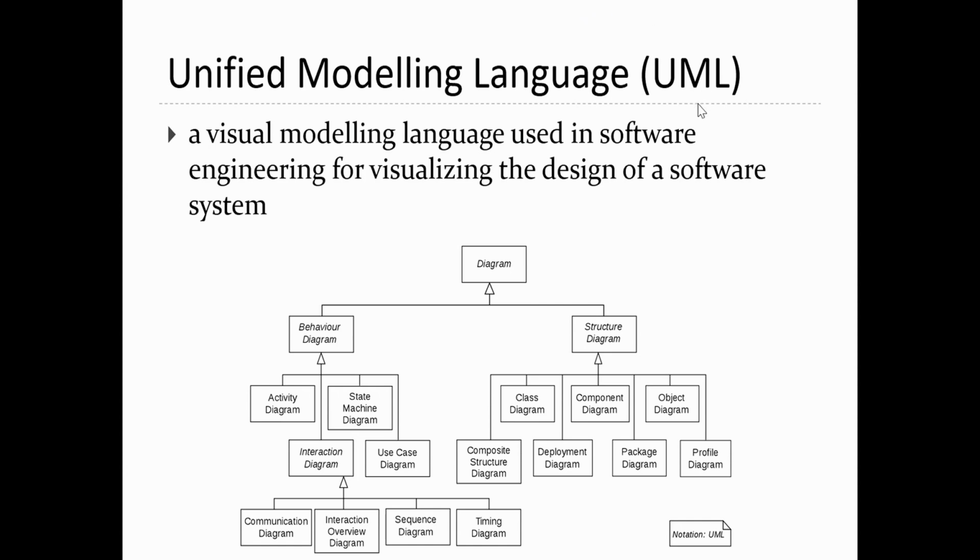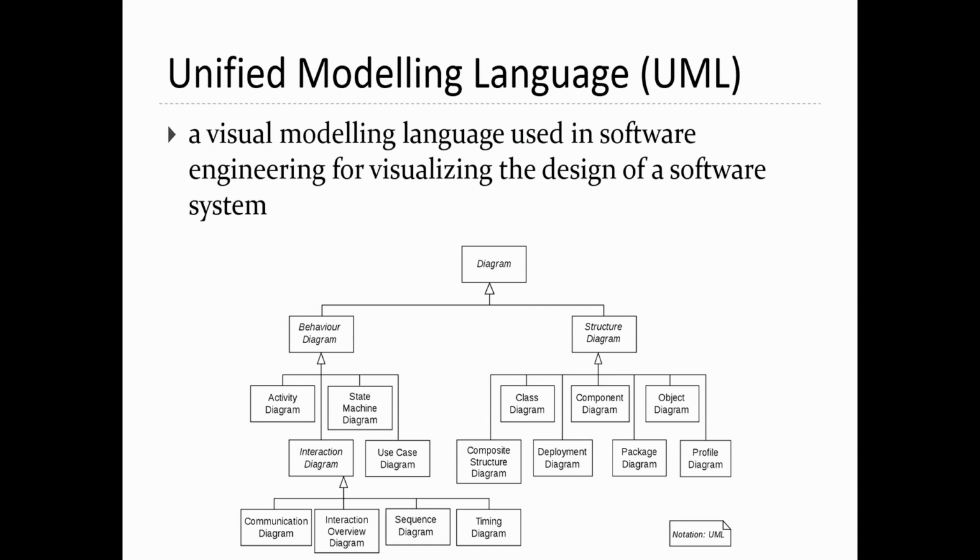Okay, UML class diagrams. UML is a language, but it's a visual modeling language, which is a bit odd. It's basically a language that's defined using pictures, and the purpose of this language is to let you visualize a piece of software. It's used in software engineering for visualizing the design of a software system, primarily for object-oriented programming languages. This diagram up here is a UML diagram that describes the UML language.